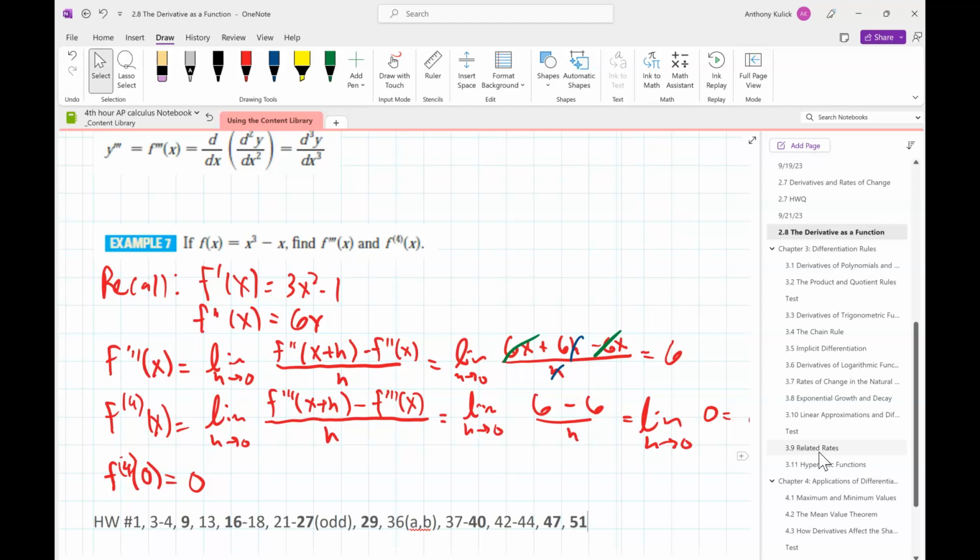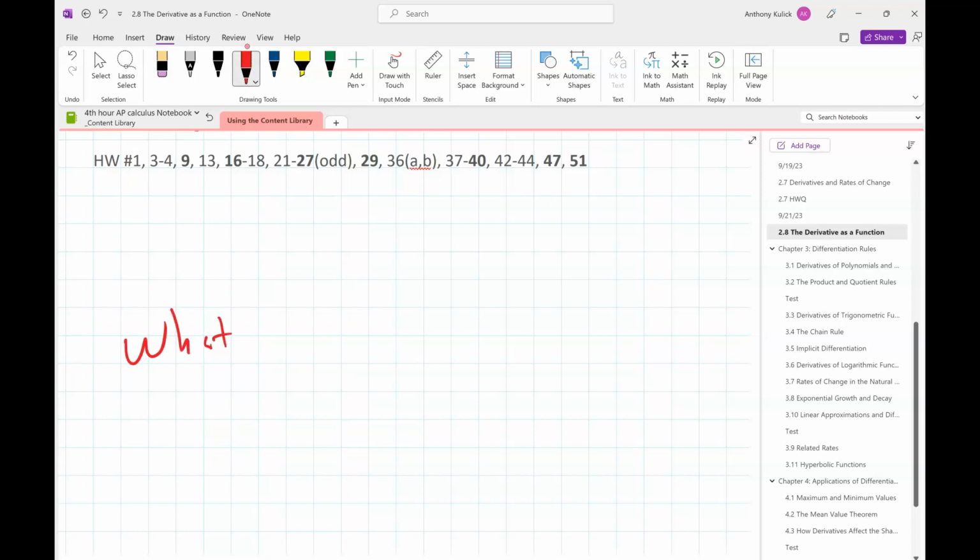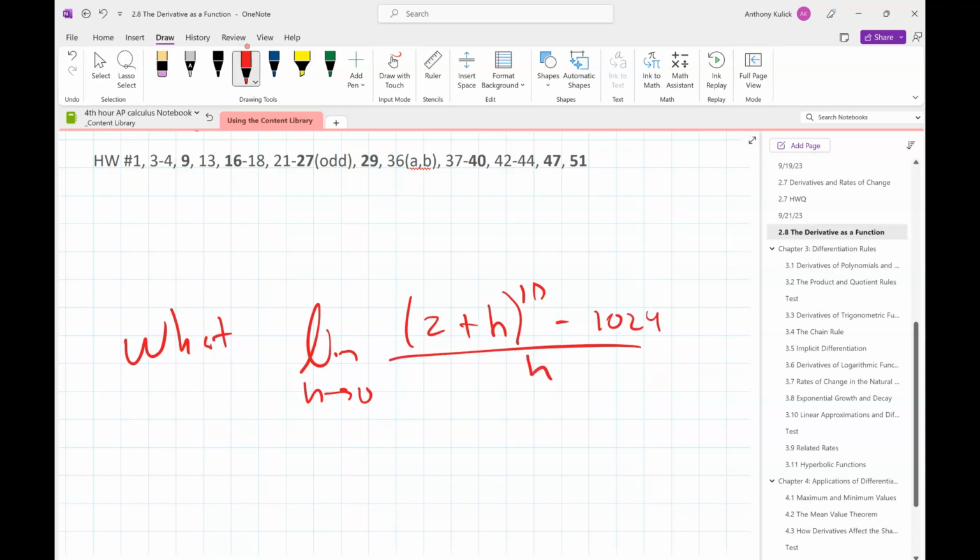The good news is you'll almost never be asked to use the definition. Are you going to be asked to use it on the test? What you'll certainly see on the AP exam is something like: what is the limit as h approaches 0 of (8 plus h) to the 10th minus, let's make that 2, like this.